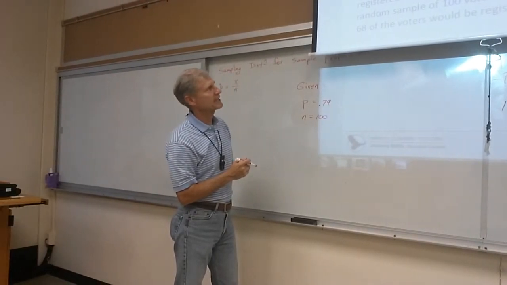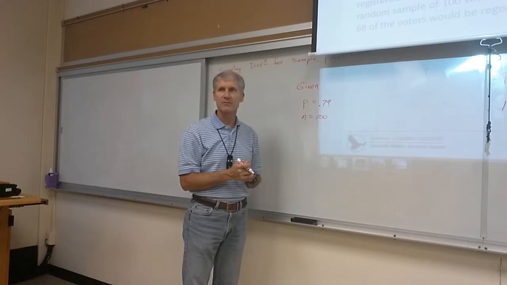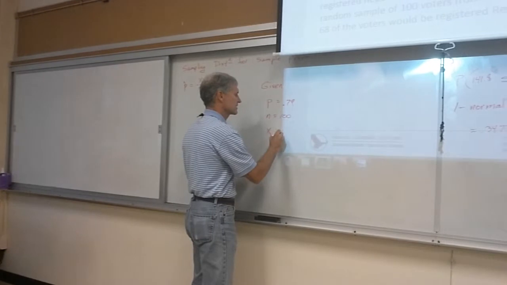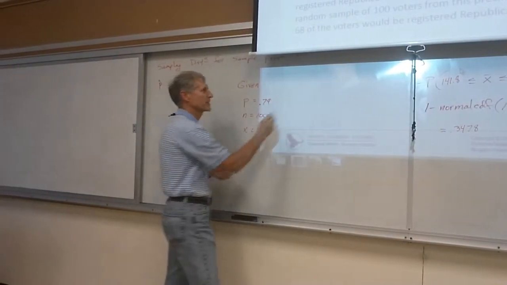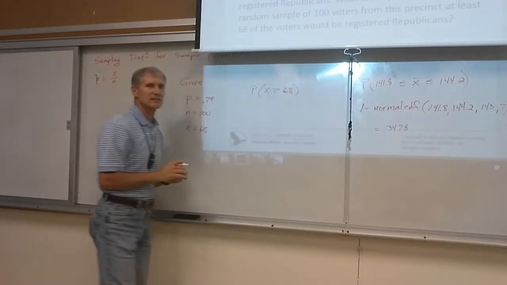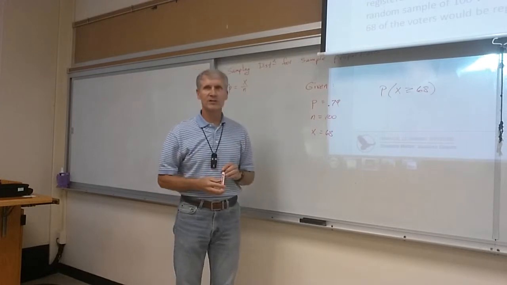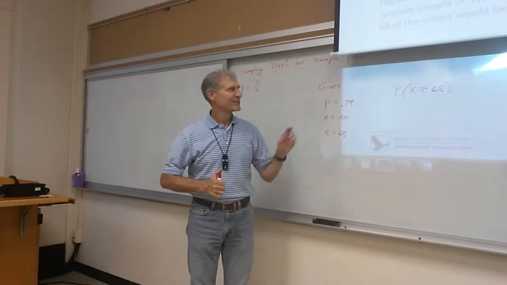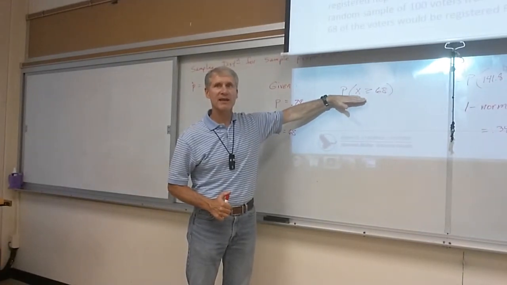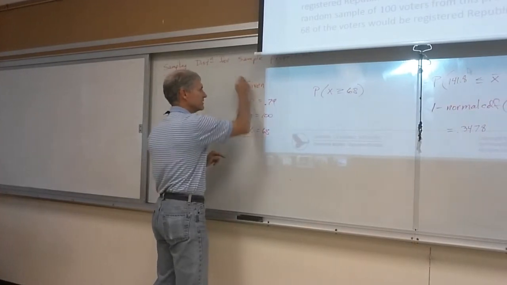From this precinct, at least 68 of the voters would be registered Republican. At least 68. What are they giving me? X. X is 68. And then they want the probability that X is greater than or equal to 68. Well, since the central limit theorem we just learned doesn't deal with X, it deals with p hat, let's get p hat. So this is what's given.